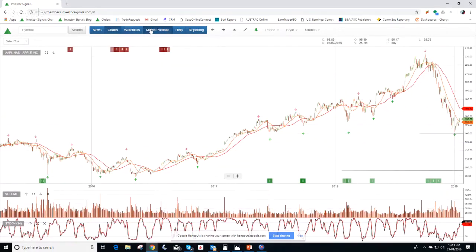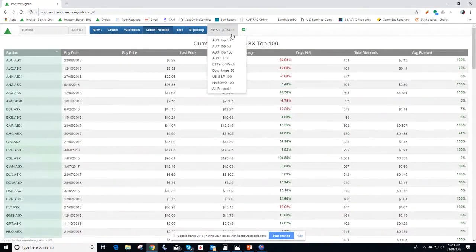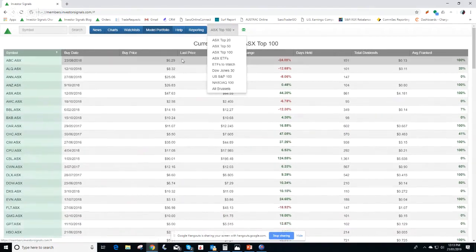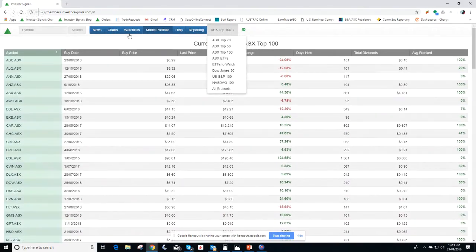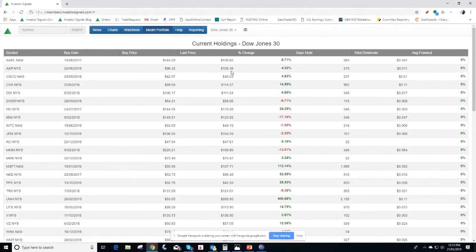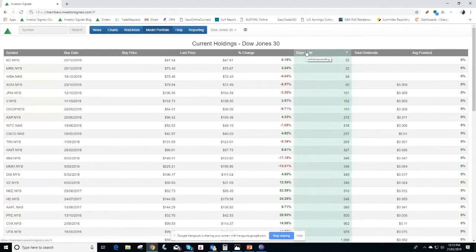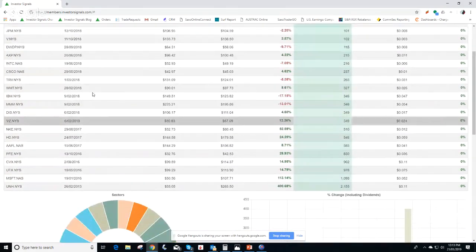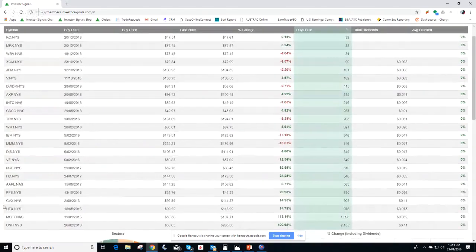So if we want to have a look at just those stocks that are in the Dow model, rather than toggling through all 30 stocks that are in the Dow Jones itself, what I've done is gone across the model portfolio, gone down to Dow Jones, and we're just going to have a look at the stocks that are actually in the model. So out of the 30, there's about 20 that are actually in the model at the moment.